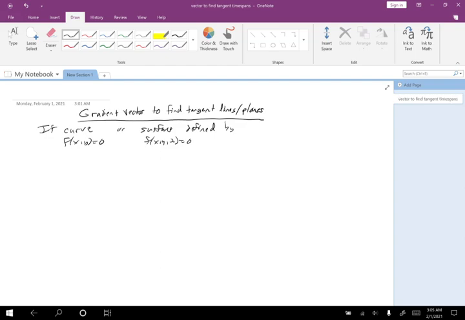And, for example, we could do x squared plus y squared minus 1 equals 0, or x squared plus y squared plus z squared minus 1 equals 0. These are my favorite examples. This is just a circle, obviously, and this is just that sphere.